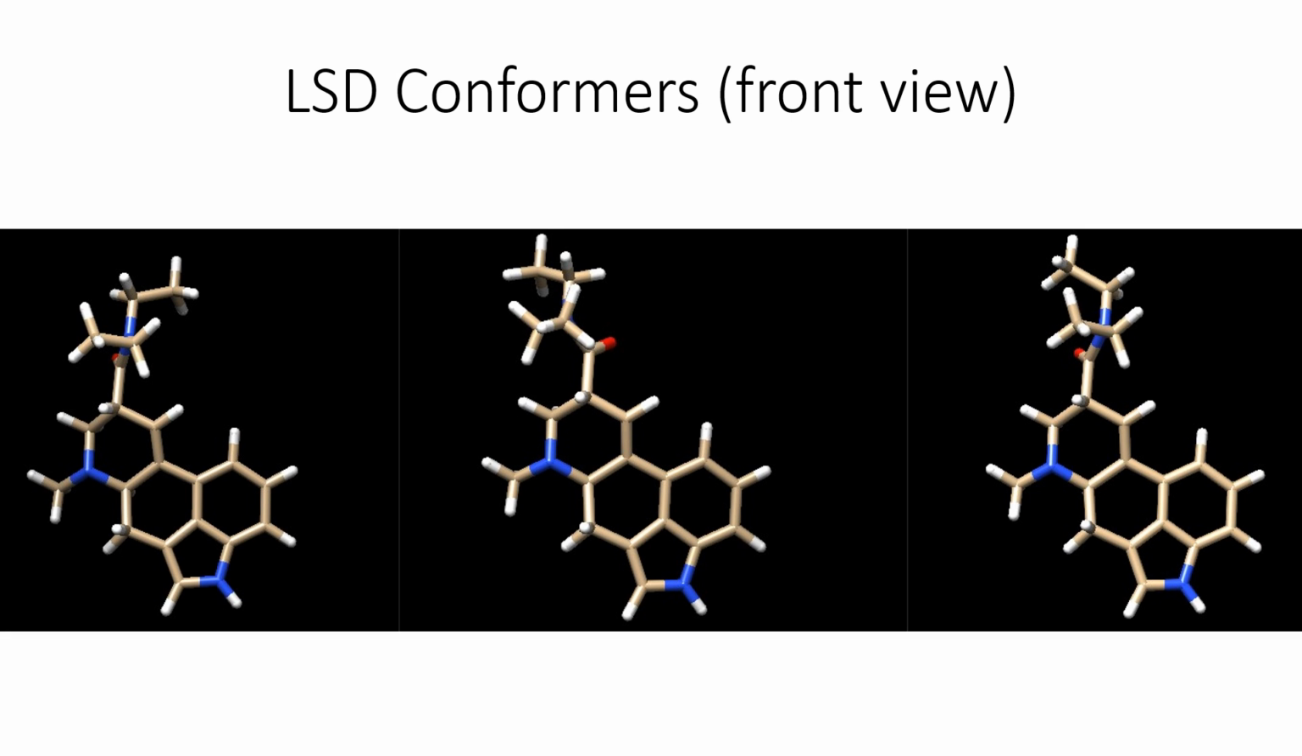Let's now look at LSD's various conformers. These are the rotations that it can go through in space to give us different orientations. The program I use is called Spartan. It can generate these pretty quickly.